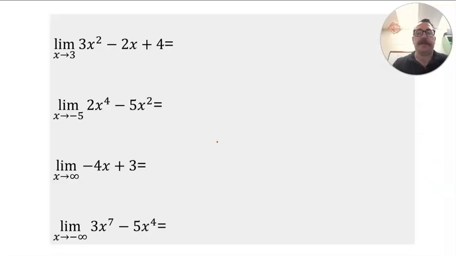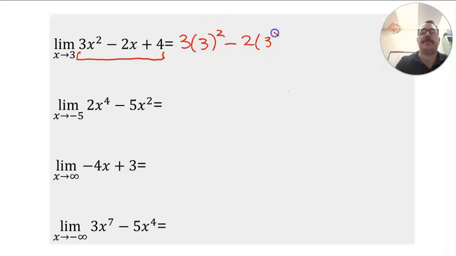All right, let's try a few of these on for size here. So we've got limit as x goes to 3 of, and all you have to do, you don't have to overthink it, just look at the function that you're trying to take a limit of. This is a polynomial, which means that all we have to do is plug the number in. So we've got 3 times 3 squared minus 2 times 3 plus 4. So that would be 27 minus 6 plus 4, which is 25.